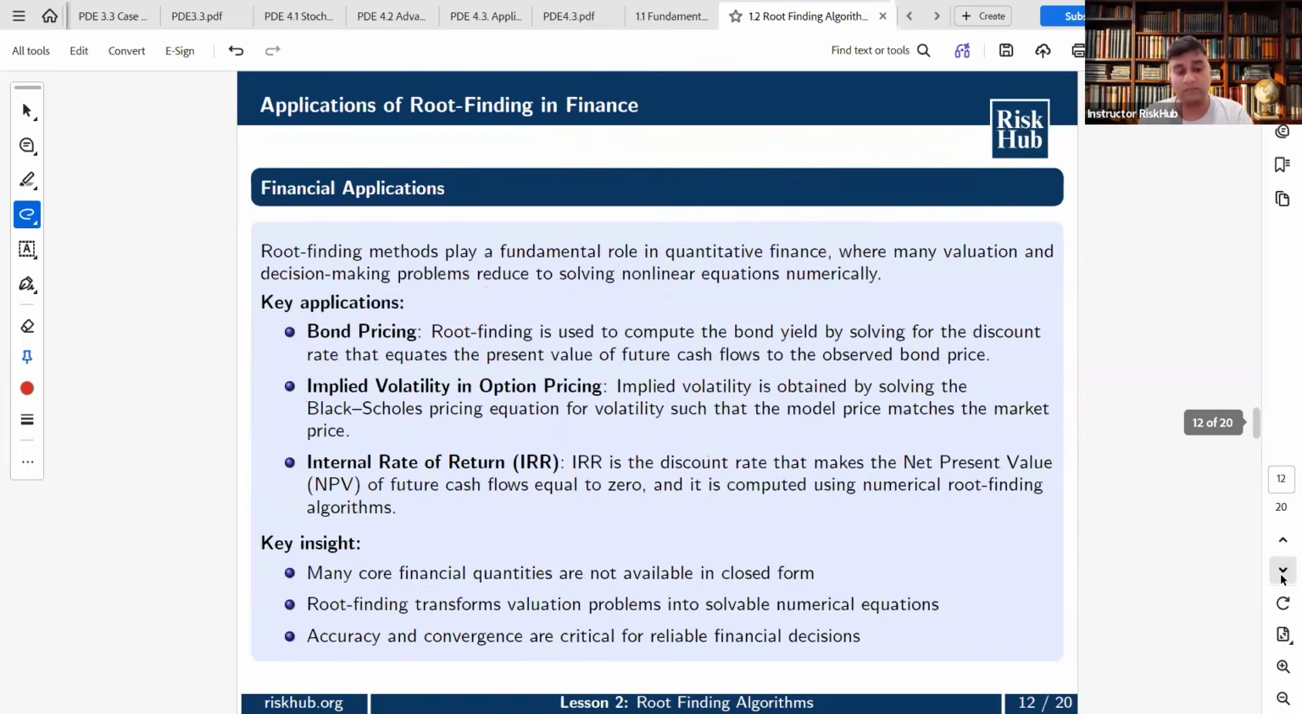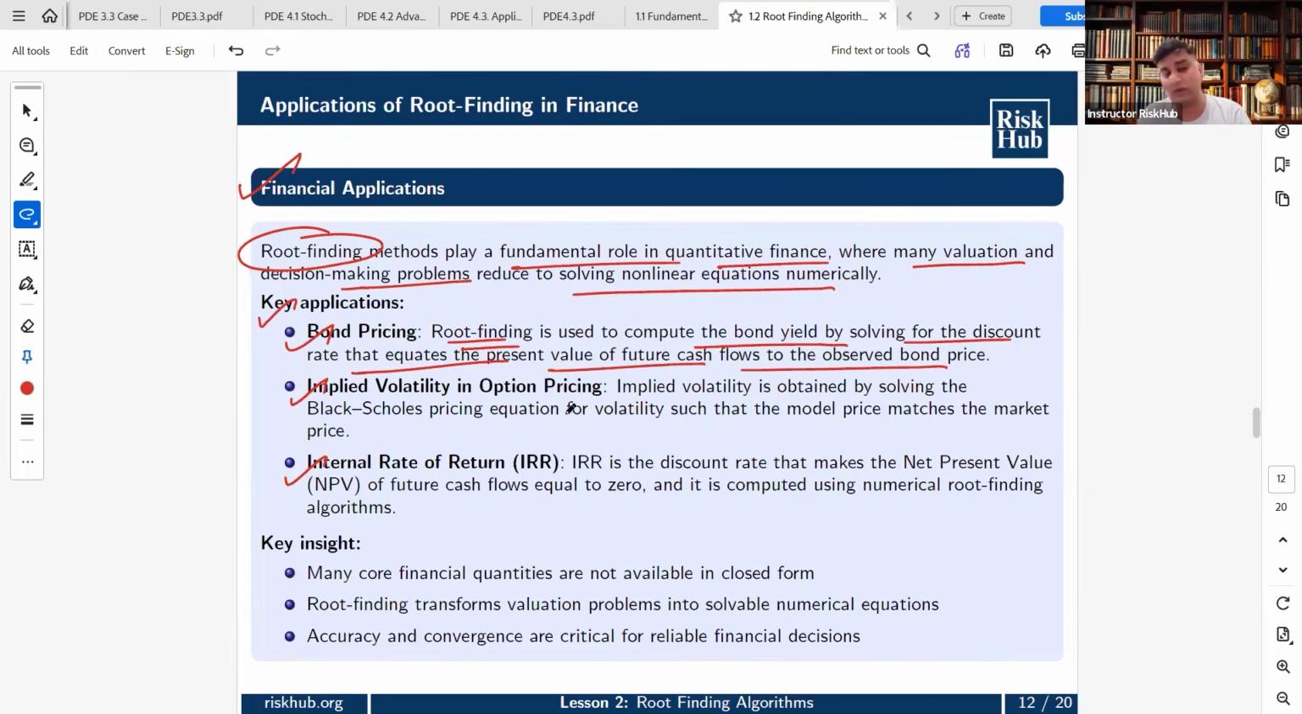Then we get into the next part, which is the financial application. Root finding methods play a fundamental role in quantitative finance, where many valuation and decision-making problems reduce to solving non-linear equations numerically. Key applications: bond pricing, implied volatility and option pricing, internal rate of return. Root finding is used to compute the bond yield by solving for the discount rate that equates the present value of the future cash flows to the observed bond price.